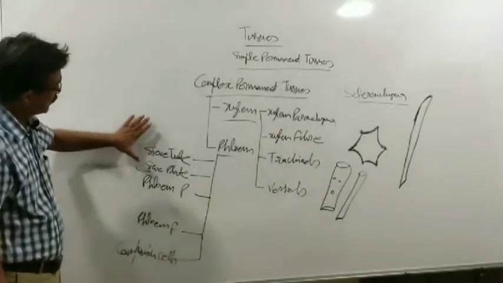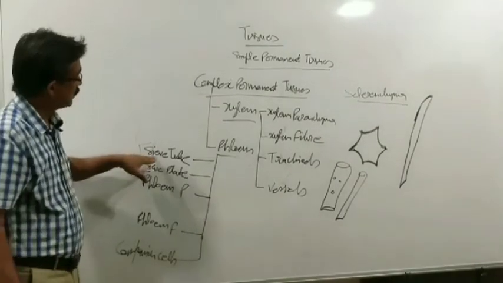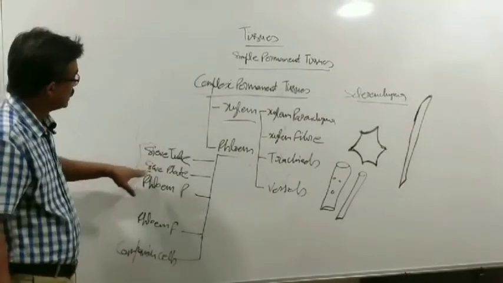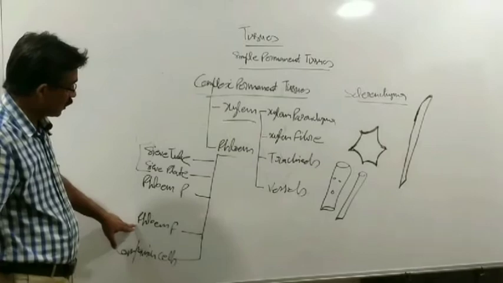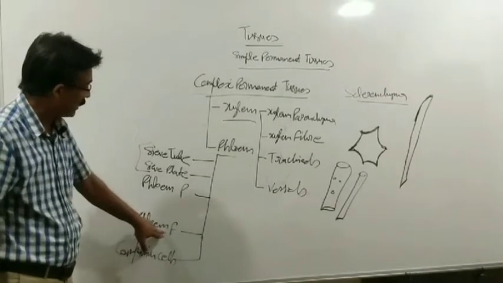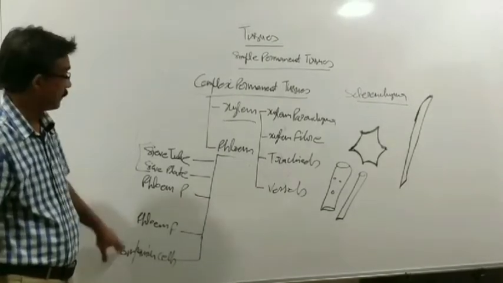Phloem is made up of these types of components. One is what? Sieve tube. Another is what? Phloem fiber. This is phloem fiber. This is phloem parenchyma. And the next is companion cell.